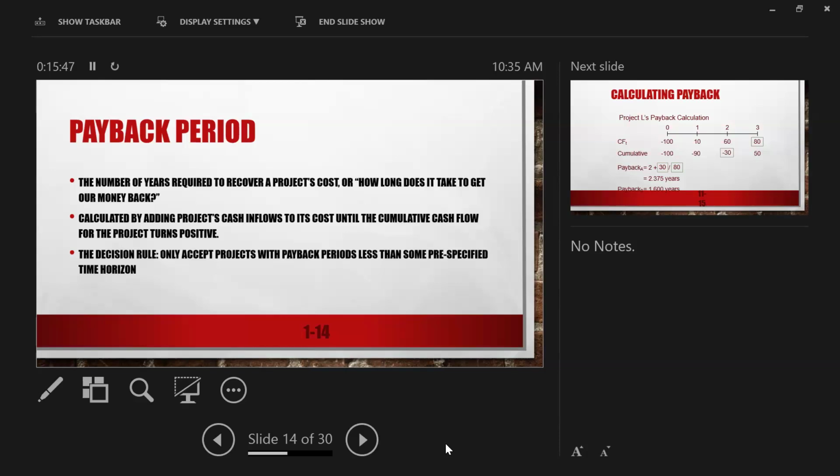So here's the decision rule with payback period. And you can read this. Only projects with payback periods less than some pre-specified time horizon. Anybody, what does that mean? Doesn't that sound like legalese to you? It could mean a lot of different things and you're really not sure what that means. What exactly is a pre-specified time horizon? It could mean anything. It's vague. It's ambiguous. We really don't know what that means exactly.